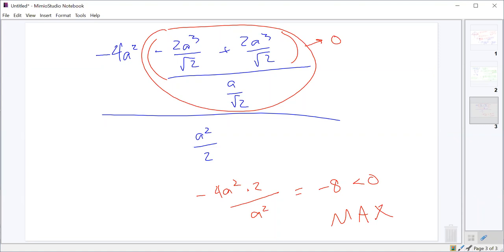Any other questions on that one or anything else from the optimization?